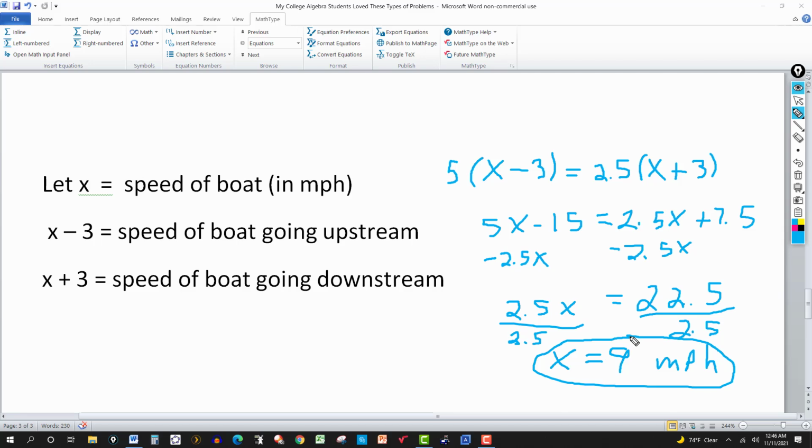So we solved one mixture problem, standard procedure, and then two other problems, both utilizing the distance formula.